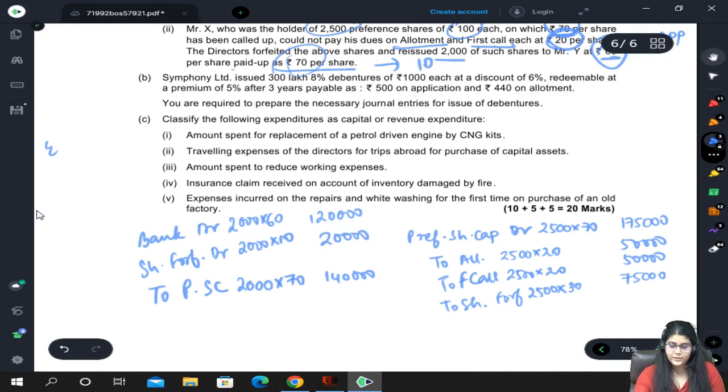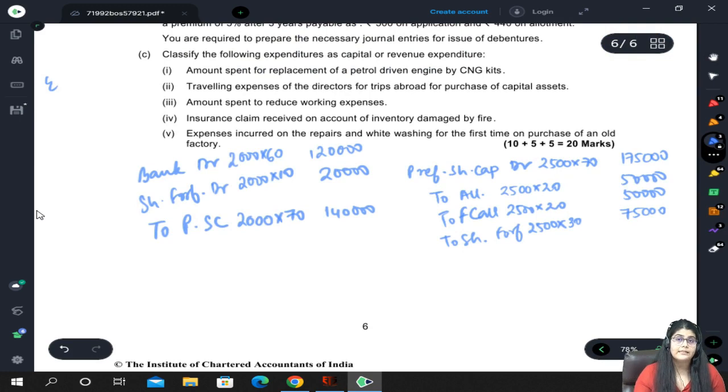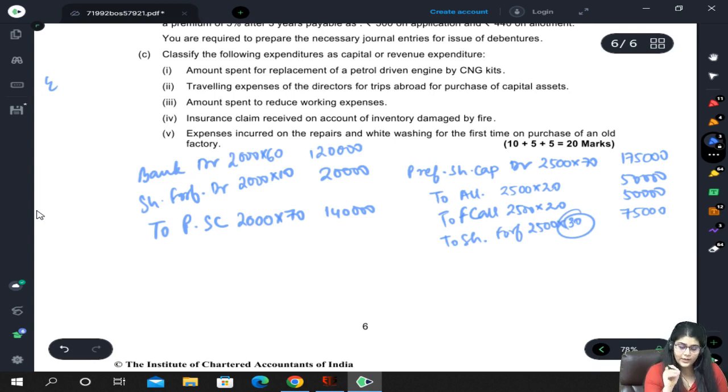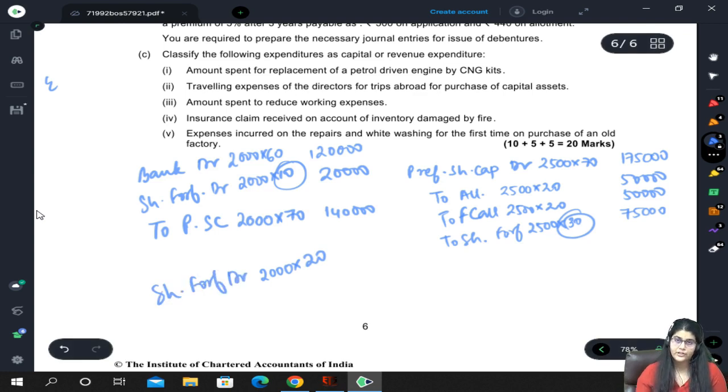Okay, this one is done. Now comes the main part, transferring the balance. For each share, we had 30 rupees in the share forfeiture account, and here we have only used 10 rupees, which means for the 2000 shares which were reissued, 20 rupees per share was still remaining in the share forfeiture account.